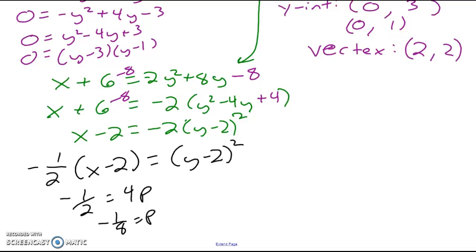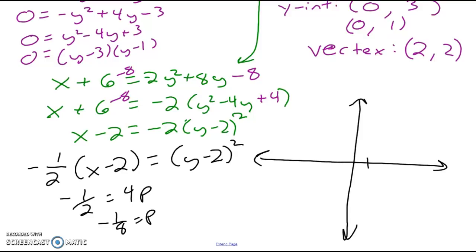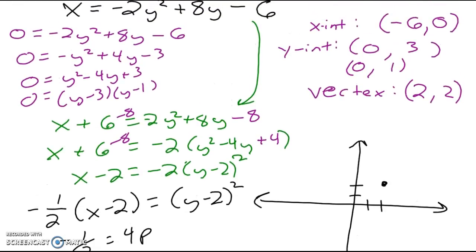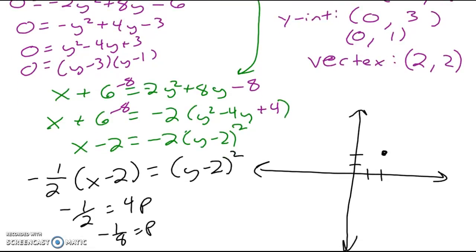Now that means we're going to be shifting left and right 1/8 to be able to find the focus and the directrix. First of all, I want to remember what direction this is facing. It says we have a vertex at 2, 2. We have an x-intercept at -6, 0. We have y-intercepts at 0, 3 and 0, 1.